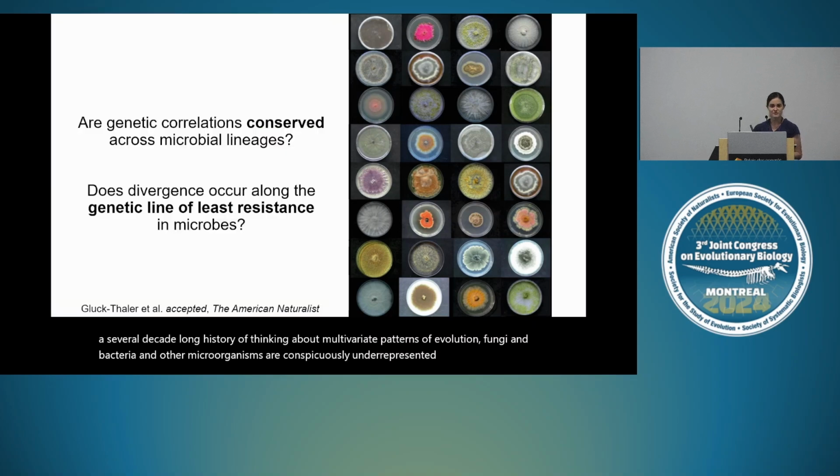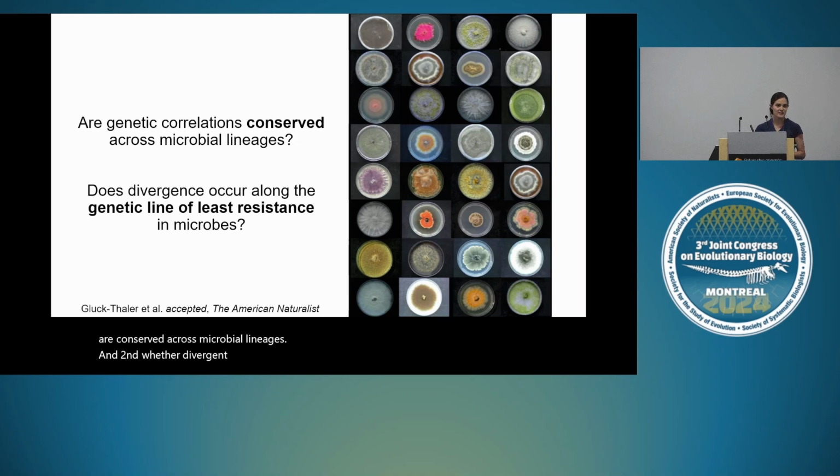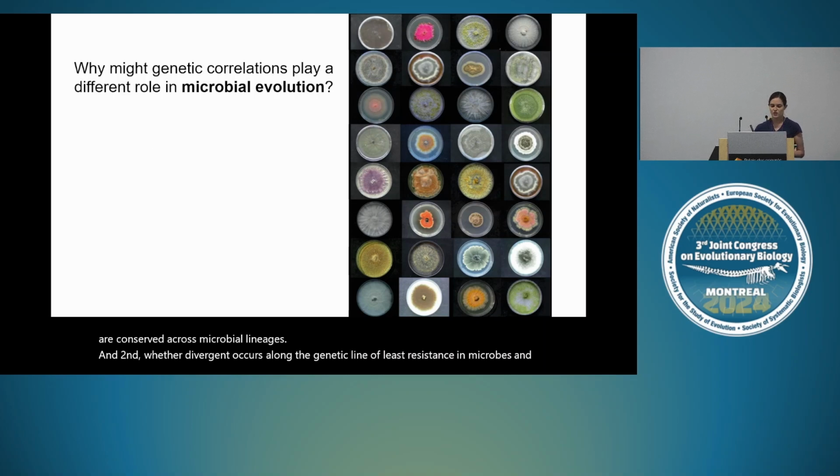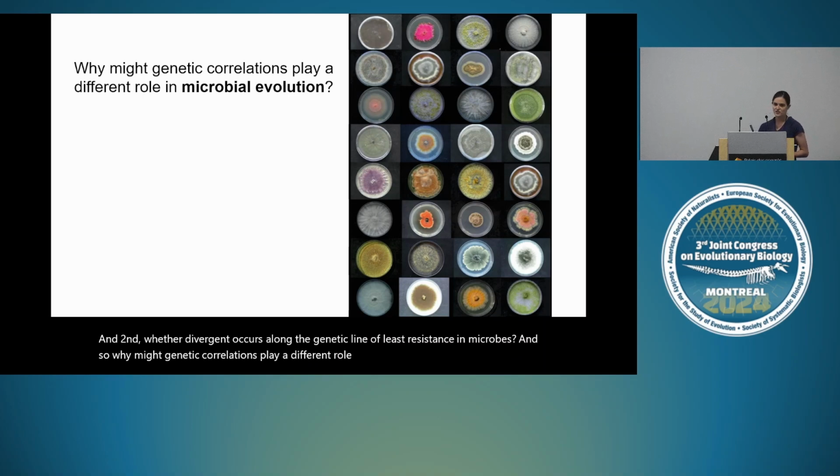And so Emil's and my goal in this study was to address 2 questions. First, to test whether genetic correlations are conserved across microbial lineages, and second, whether divergence occurs along the genetic line of least resistance in microbes. And so why might genetic correlations play a different role in microbial evolution? Well, there are potentially a number of reasons this might be the case, but I'm going to focus on 2, both related to differences in the mode of inheritance between microbes and macrobes.